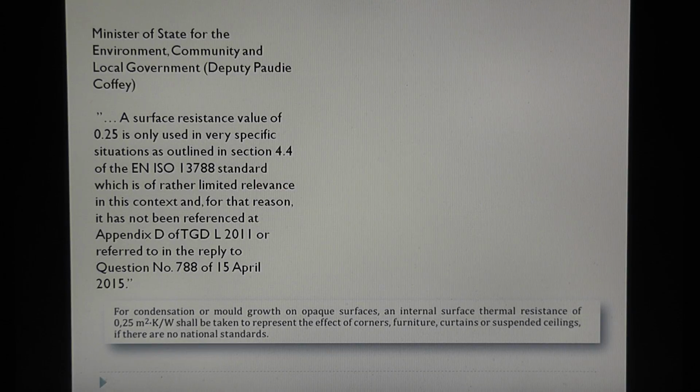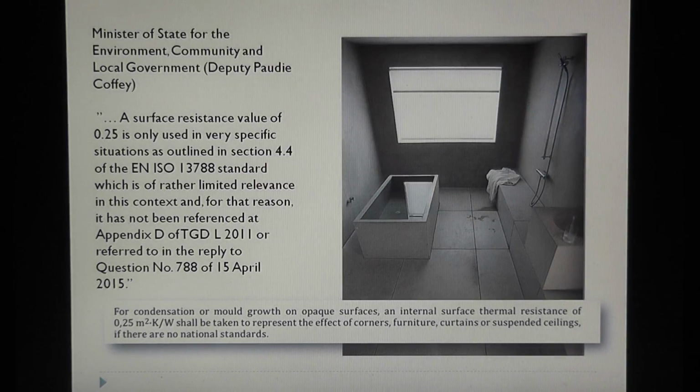Now we find that difficult to understand, so we decided to apply it to a particular wall in a residential building. This is a standard residential building, one external wall in this room with a window in it, and now we're going to try and apply the logic of the Minister's argument to that wall to see if it is of rather limited relevance in this context.